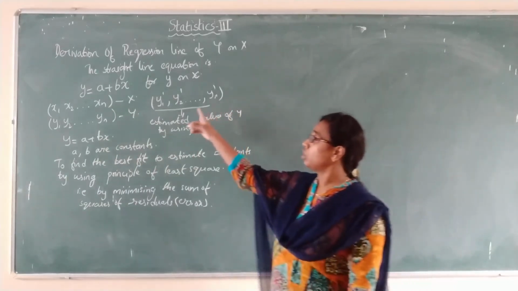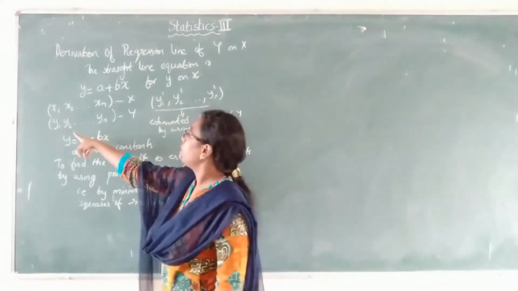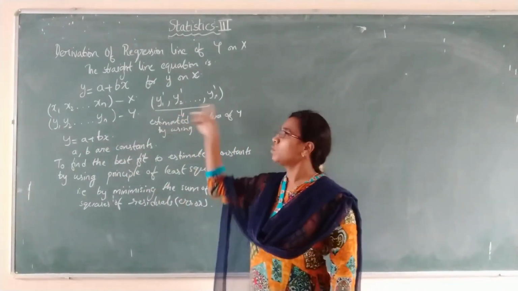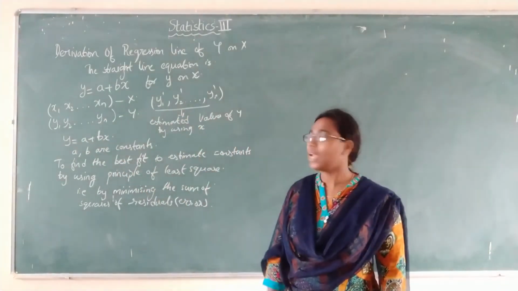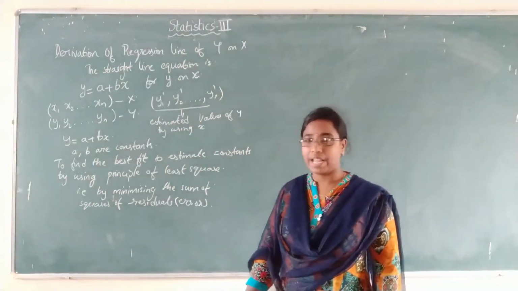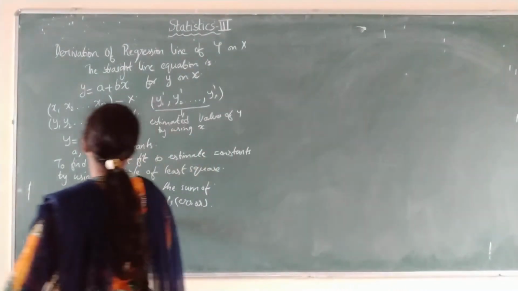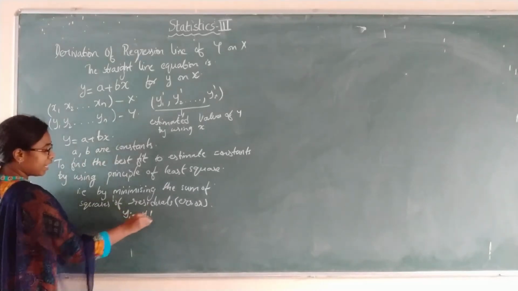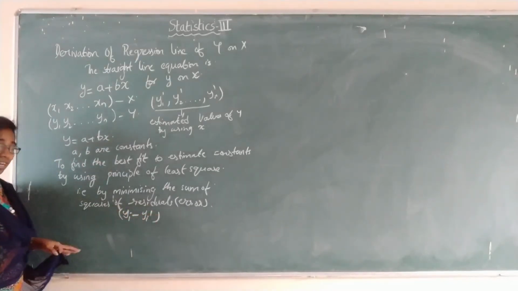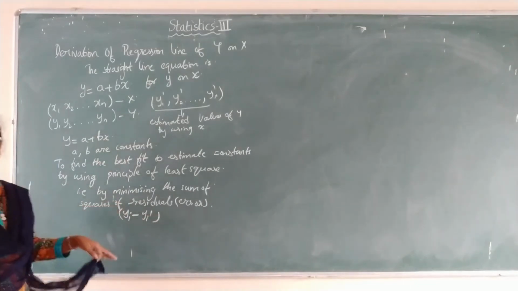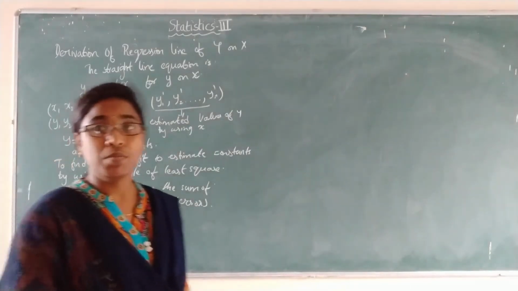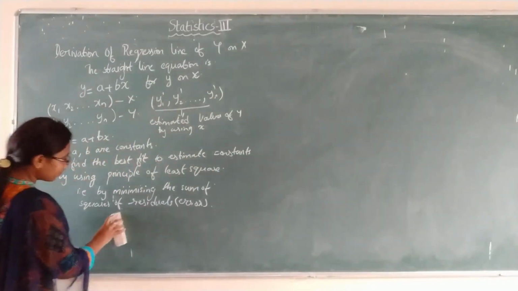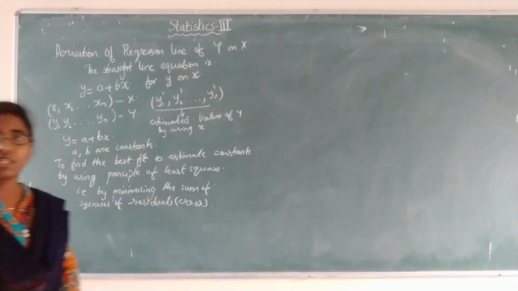What are the original values here? y1, y2, and so on up to yn are the original values, and the expected values are y1 dash, y2 dash, and so on up to yn dash. The difference is the original value yi minus yi dash. This is called the error. This error sum of squares should be minimum. I will denote it with S.